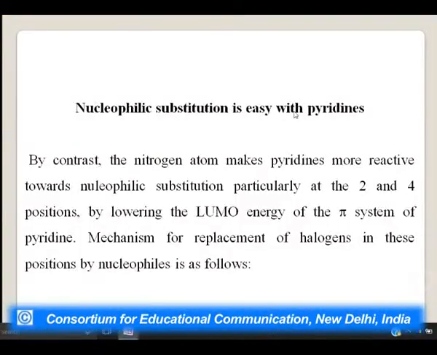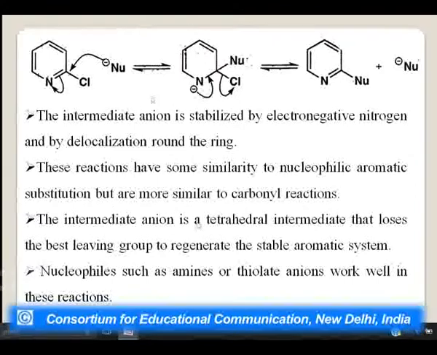Nucleophilic substitution is easy with pyridines. Why is it so? Because the nitrogen atom makes pyridine more reactive at position 2 and position 4. Why? Because it lowers the LUMO energy, the lowest unoccupied molecular orbital. You know, when atomic orbitals combine, they form molecular orbitals, the LUMO and the HOMO, the highest occupied molecular orbital. So it lowers the molecular orbital energy of the pi system of pyridine. And the mechanism for the displacement of halogens in these positions by a nucleophile is as follows.